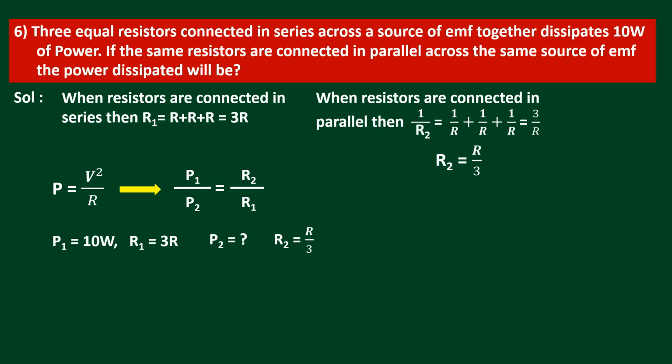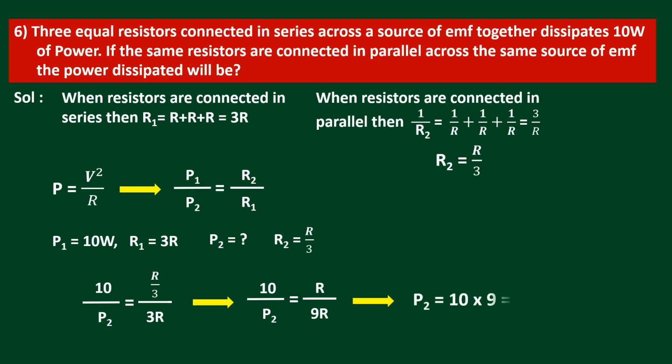Now let us substitute these values in the above equation. P1 by P2 is equal to R2 by R1, where P1 is 10 by P2 we have to find, that is equal to R2 means R by 3 divided by R1 means 3R. So if you simplify, we get 10 by P2 is equal to R by 9R. Further simplification, we get P2 is equal to 10 into 9, that is equal to 90 watts. In this way, we have to solve this model problem.